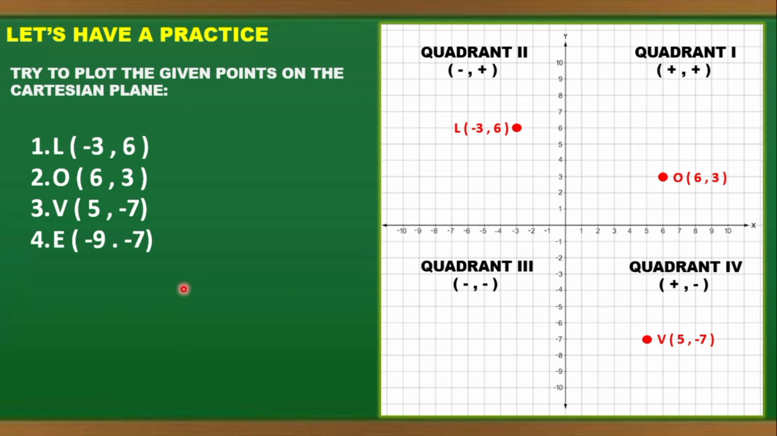And last, we have E, negative 9 and negative 7. As we all know, quadrant 3 will give us negative and negative. So our answer in number 4 will be plotted in quadrant 3. Let's find negative 9 on the x-axis: 1, 2, 3, 4, 5, 6, 7, 8, 9. And negative 7 on the y-axis: 1, 2, 3, 4, 5, 6, 7. So our answer will be plotted here.